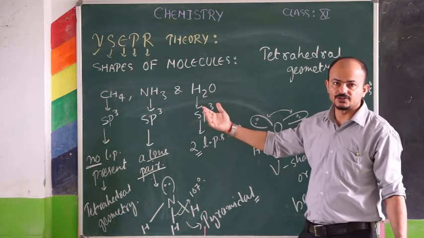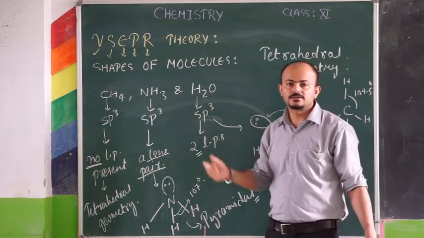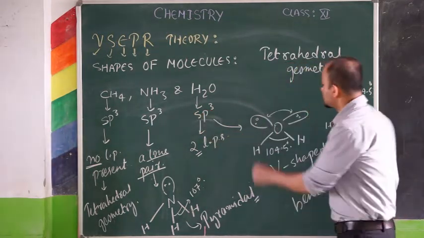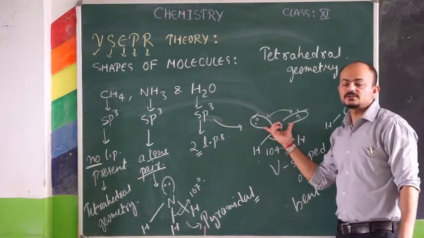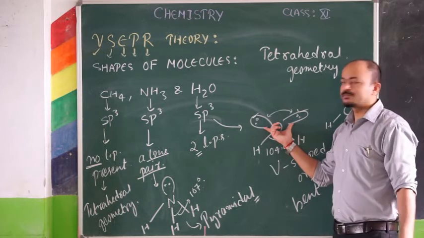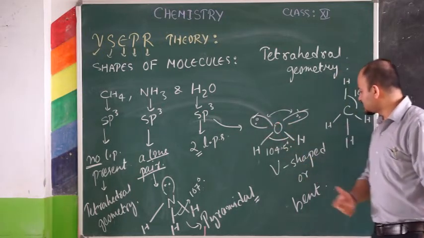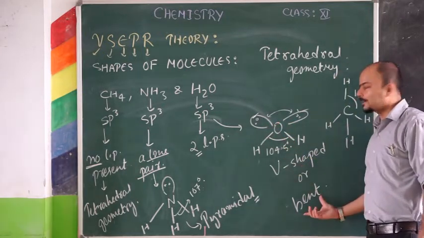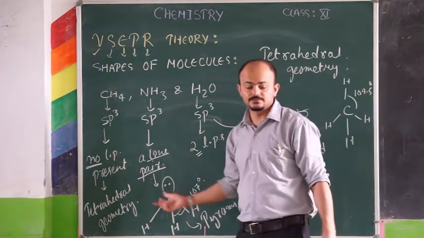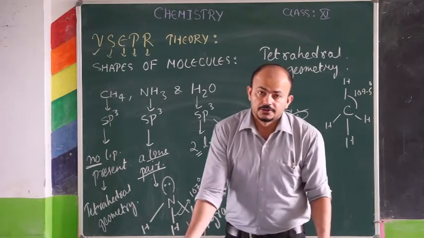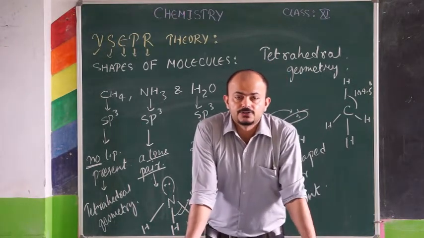Similarly, in the case of the water molecule, according to its sp3 hybridization it was supposed to have tetrahedral geometry, but because of the presence of these two lone pairs, it has deviated from its expected geometry, and its shape is now V-shaped or bent. You can have a look at the bond angles, and this is very important. So, this is the application of VSEPR theory.